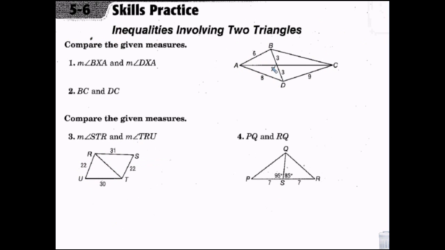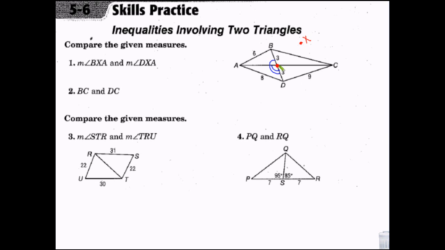Okay, so for this one, I'm going to erase the X because it's kind of in my way. And we'll just remember that this was an X right here. That dot right there. Okay, so this one is a little tricky. First of all, I want to find out the angles BXA and DXA. So if I look at that, BXA is this angle and DXA is this angle, and I want to compare those.